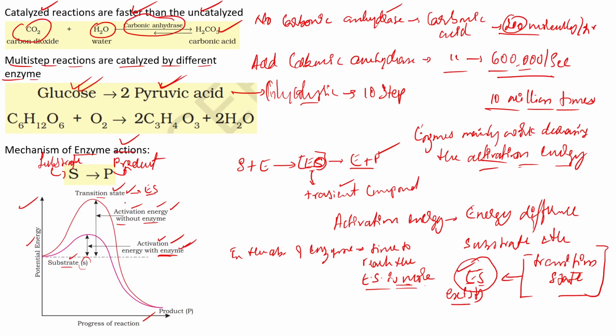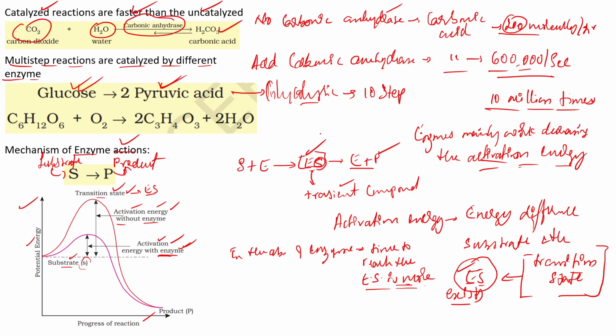So we also know what the transition state is. The transition state is the state at which the enzyme substrate complex exists. That is called the transition state. Generally, the energy difference is more when there is no enzyme, but as soon as you add the enzyme, the energy difference to reach that state, the transition state, is decreased. And how is it decreased? It is mainly by lowering the activation energy.